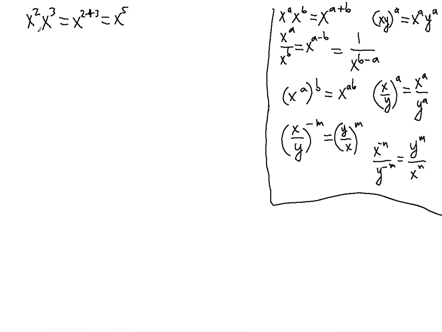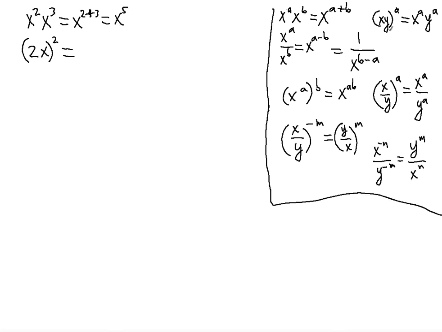Let's try 2x raised to the power of 2. Which rule does this resemble? It's not the first one, because we have something in parentheses and we're raising the product to a power. That's the rule right here on the very top on the right: xy raised to the power of a is equal to x to the power of a times y to the power of a.